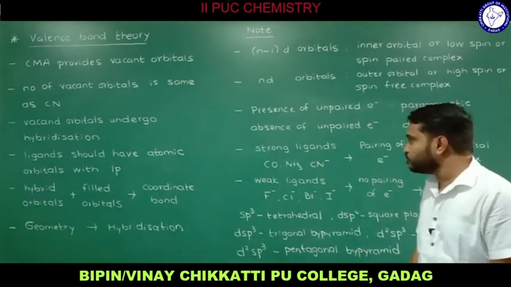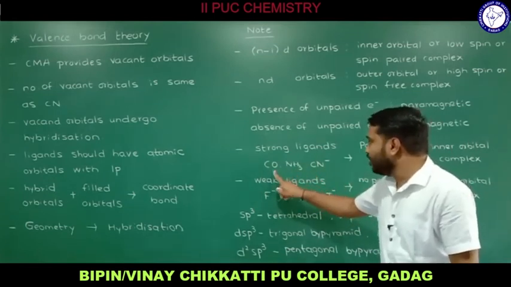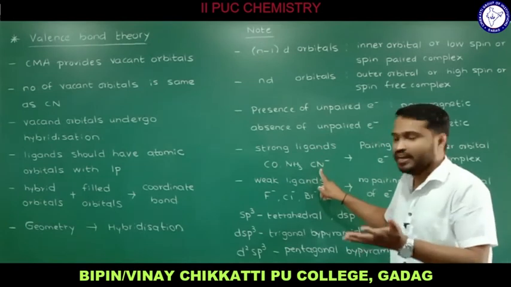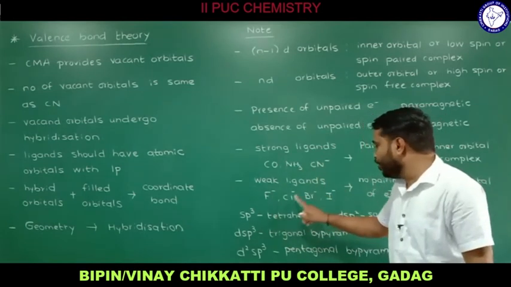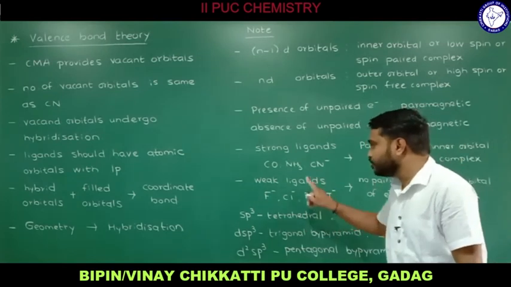The examples I have also mentioned: carbon monoxide, NH3, CN-. So carbonyl, amine and cyanido are the strong ligands. Similarly, fluorido, chlorido, bromido, iodido, that is F-, Cl-, Br-, I-, are examples of weak ligands.